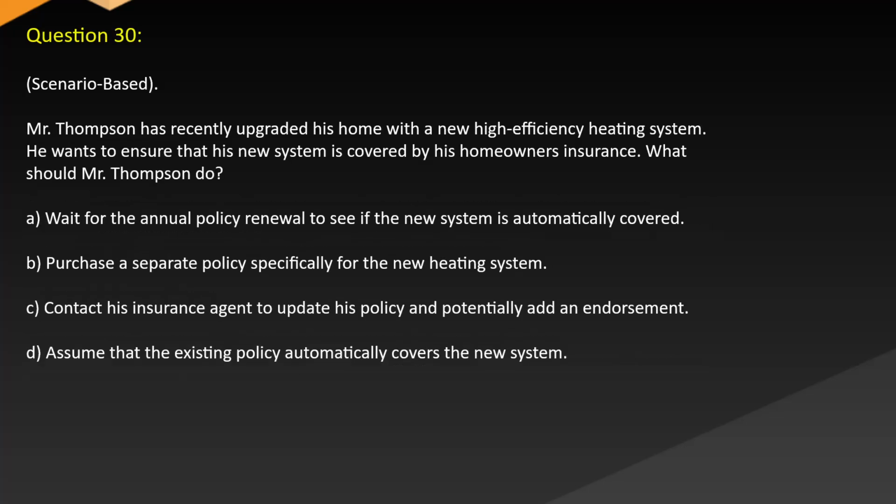Question 30, scenario-based. Mr. Thompson has recently upgraded his home with a new high-efficiency heating system. He wants to ensure that his new system is covered by his homeowner's insurance. What should Mr. Thompson do? A. Wait for the annual policy renewal to see if the new system is automatically covered. B. Purchase a separate policy specifically for the new heating system. C. Contact his insurance agent to update his policy and potentially add an endorsement. D. Assume that the existing policy automatically covers the new system.